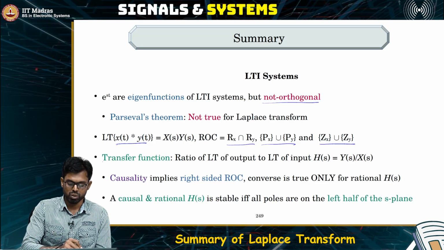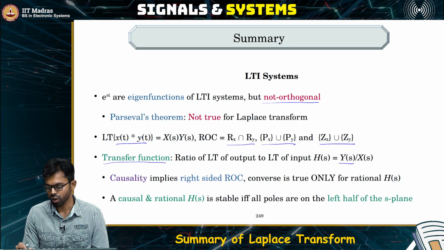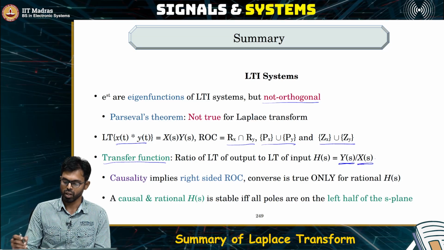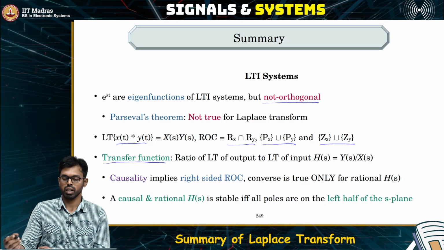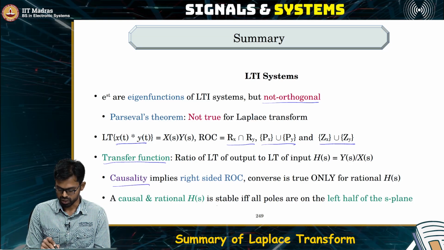So now we have a notion of transfer function. The transfer function is nothing but the ratio of the output's Laplace transform to the Laplace transform of the input. Now from this transfer function, we can also comment about the causality and the stability of the system.